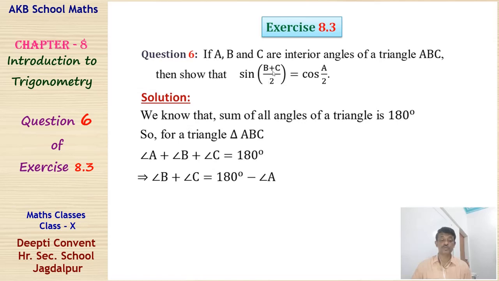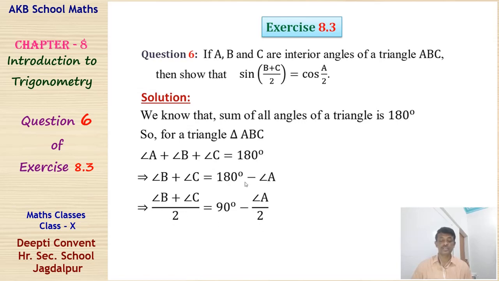That's why now also (B + C)/2. So divide by 2. So (B + C)/2 equals 90 minus angle A by 2, because we only divide by 2. Here divide by 2, here also divide by 2, 2 is distributed in both. So 180 by 2 is 90, minus angle A by 2.